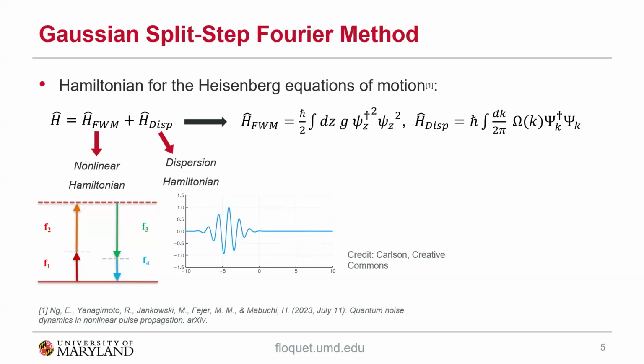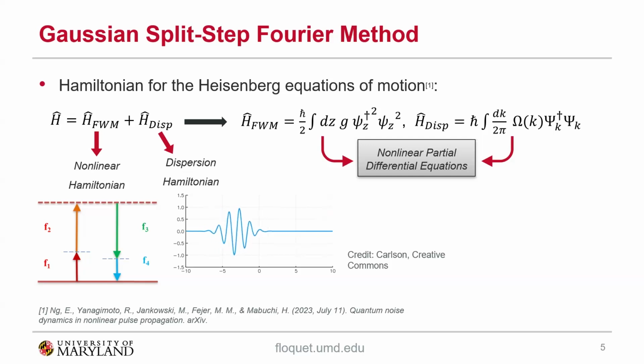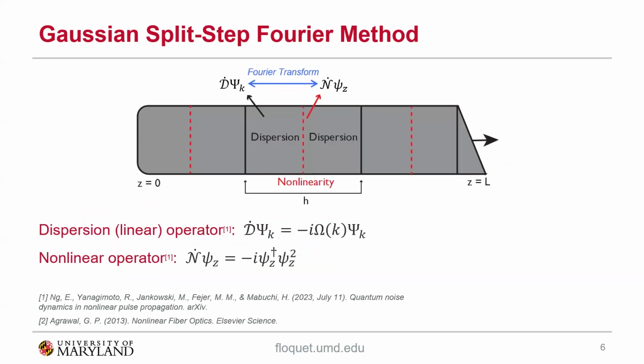Now, when you look at the definition of our Hamiltonians, these produce nonlinear partial differential equations that depend on annihilation and creation operators. And it turns out that for this, we need numerical simulations. This is why we rely on the split-step Fourier method, which is a simple concept.